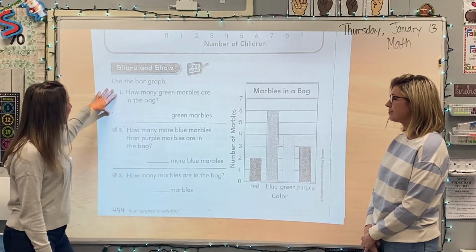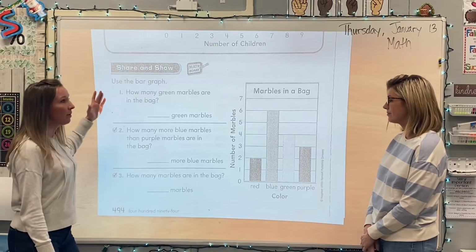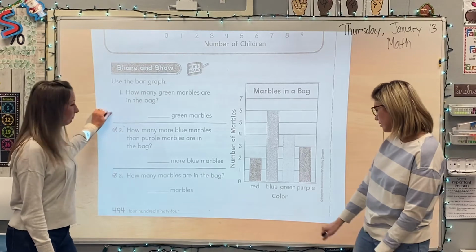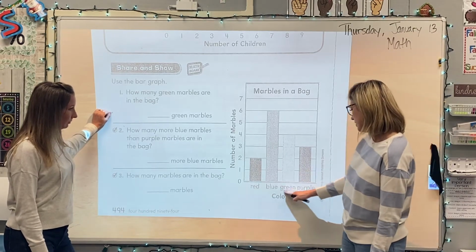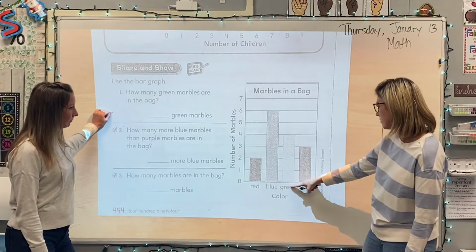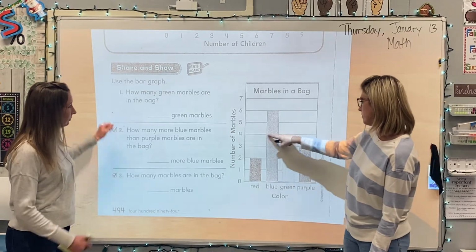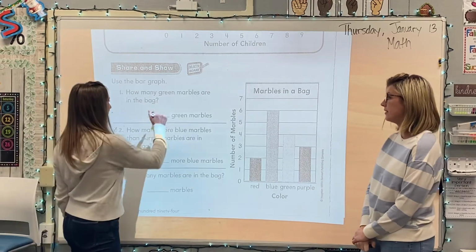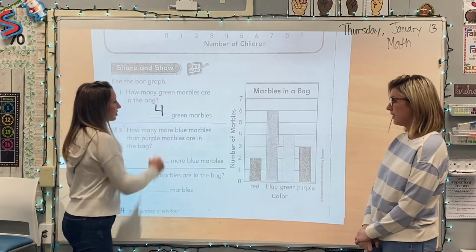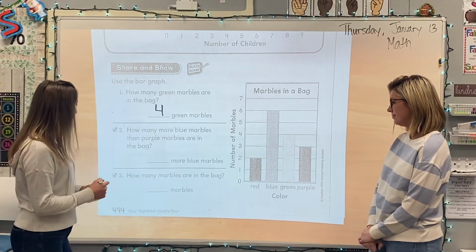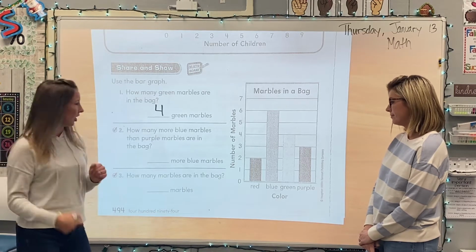Question number 1 asks, how many green marbles are in the bag? All right, so I need to first find where it talks about green, which is right here, and then I need to go up to the top of the bar and see what line it stops at, which is 4. So there must be 4 green marbles in the bag. All right, so that wasn't so bad. I'm just going to put a number 4 on the line. Let's see if it gets a little bit trickier.